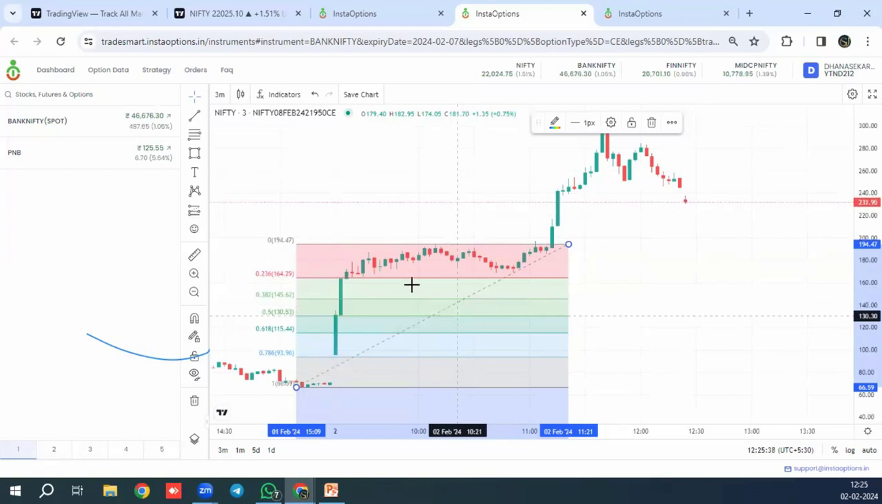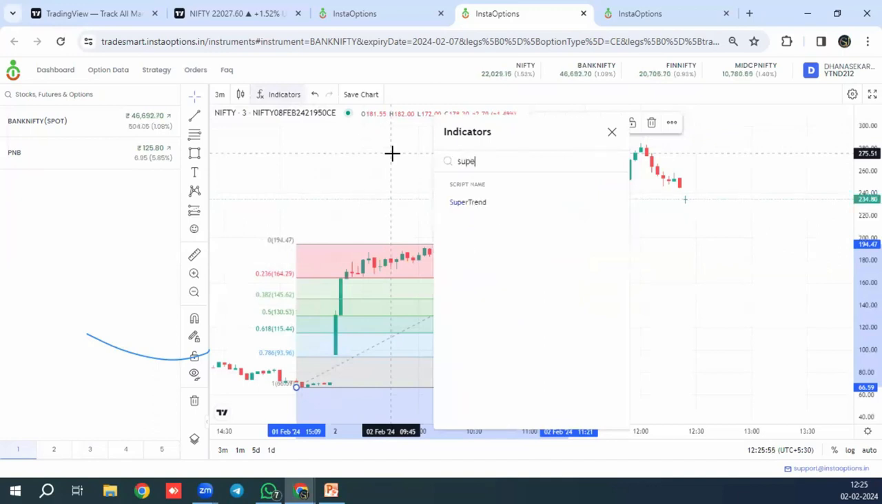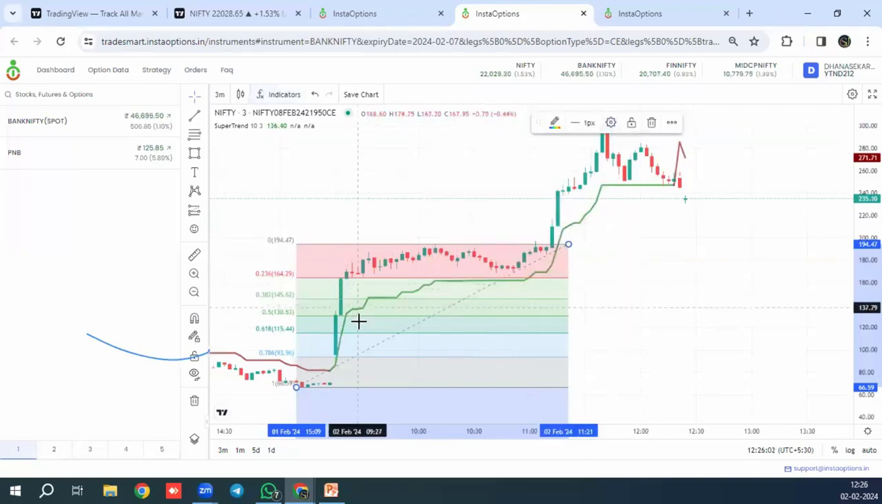Okay. So here you can see it did not even retrace to 236 levels. So I'm not going to enter. So this is a very simple strategy. Why am I entering here? Because my stop loss will be smaller. I will add an indicator, super trend. For the 3 minutes time frame, I'm using 10, 3, which is default. Okay.